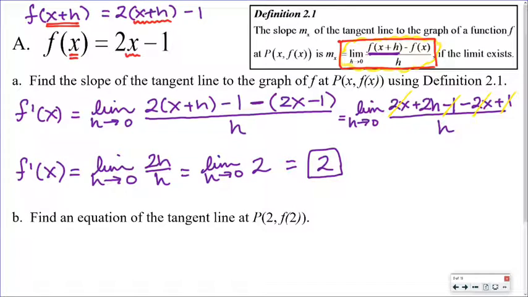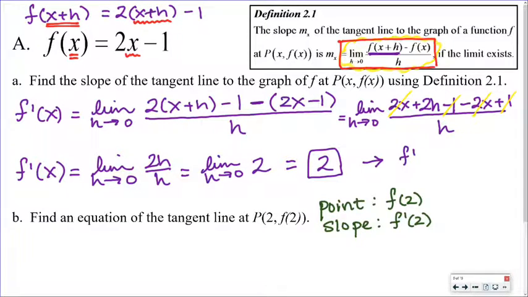Now, find the equation of the tangent line. You need two things to write the equation of the line. You need a point, and you need a slope. Points come from the original function. Slopes come from the derivative. Again, in part A here, I found that f prime of x equals 2. Okay, that's what I found out in part A.